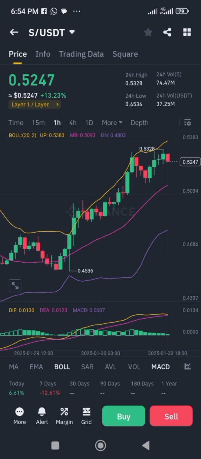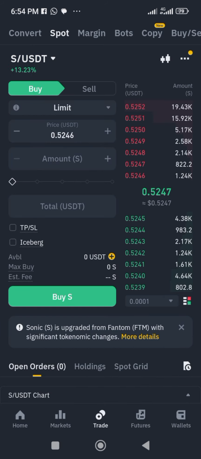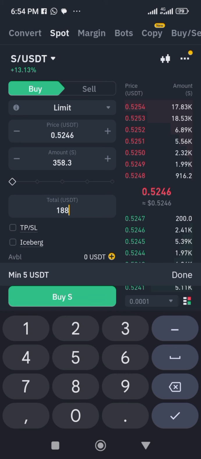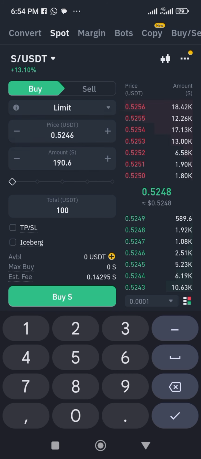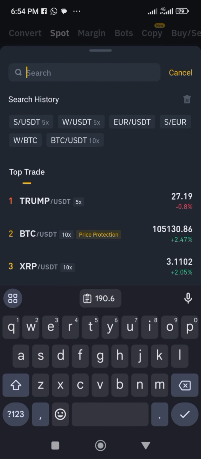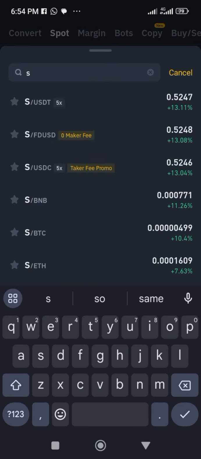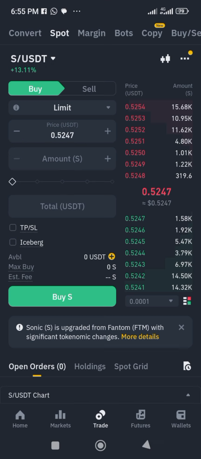So let's start the arbitrage. First of all, we are on SUSDT. What we need to do is to click on buy. Let's do this arbitrage with 100 USDT. With 100 USDT, we are going to receive 190.6 S. Then after you have bought your 190.6 S, you move over to SEUR. This is our SEUR.